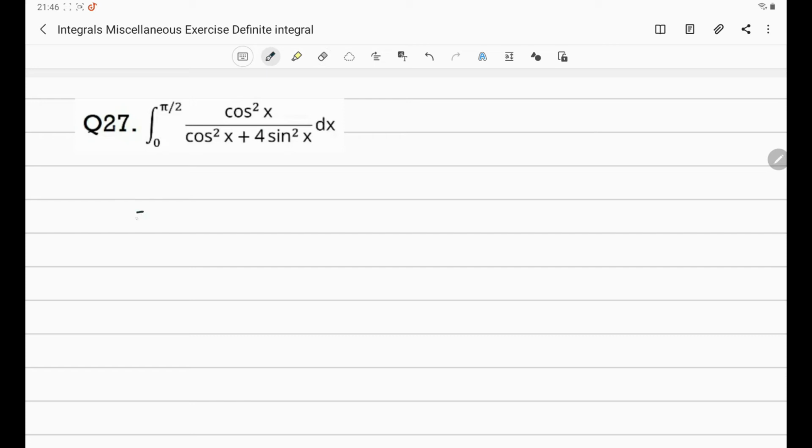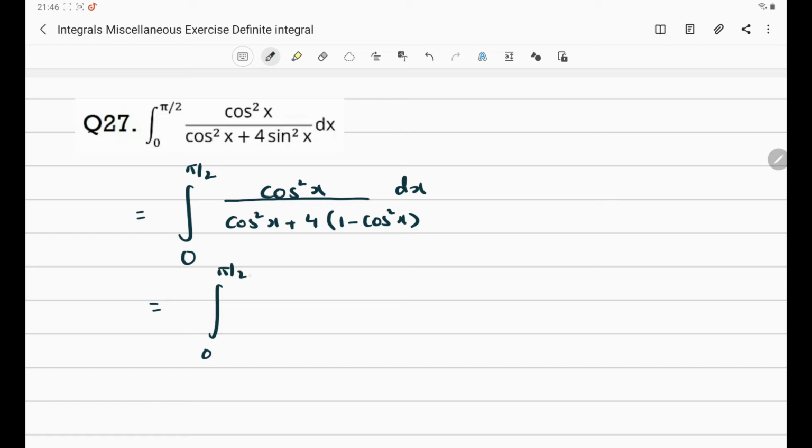Now let us try to simplify this integrand by writing it as integral 0 to pi by 2 cos square x by cos square x plus 4 into 1 minus cos square x dx, that is 0 to pi by 2 cos square x dx divided by cos square x plus 4 into minus cos square x is minus 4 cos square x. So, we get minus 3 cos square x and we get 4 into 1 is 4. So, we got cos square x by 4 minus 3 cos square x.